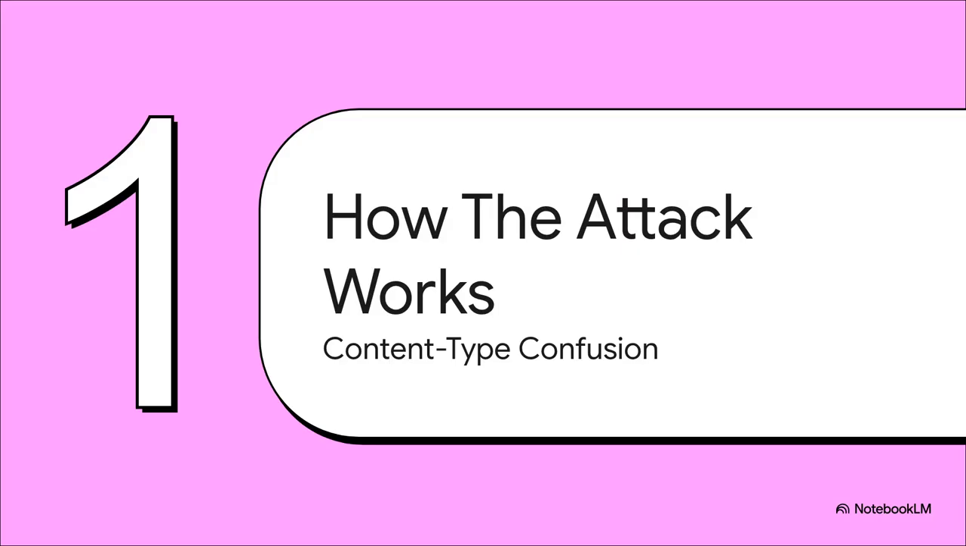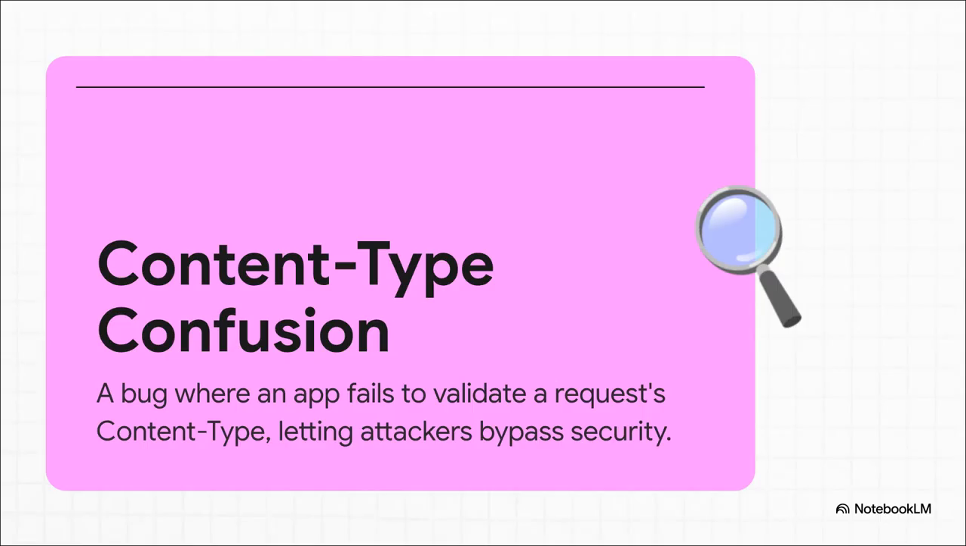Okay, so you're probably wondering, how is that even possible? To get that, we need to dig into the mechanics of the attack. And it all boils down to this one sneaky little bug called content type confusion. So what on earth is content type confusion?